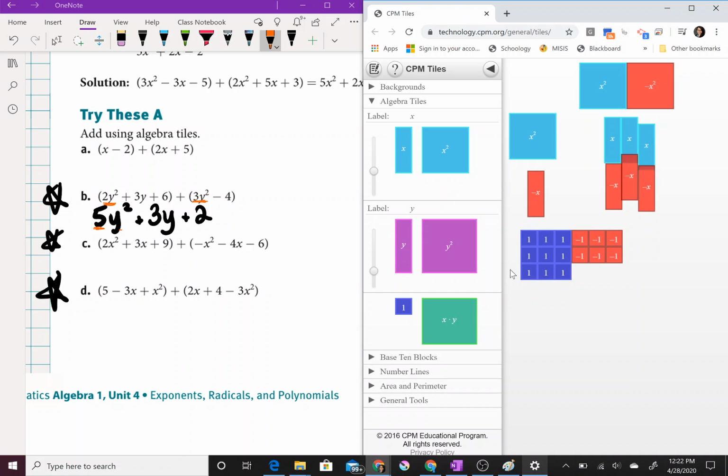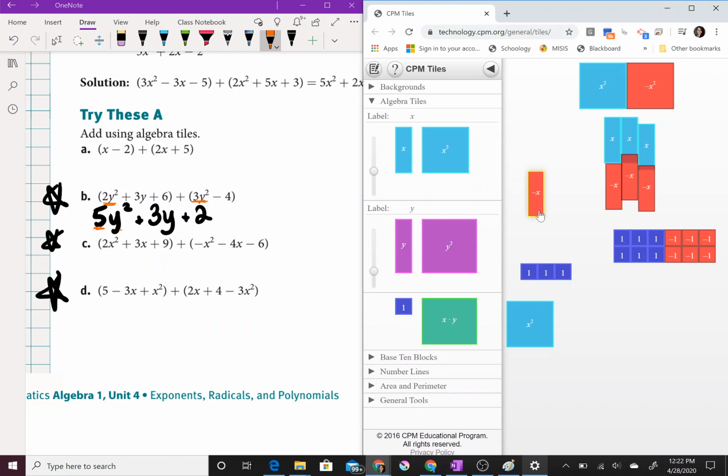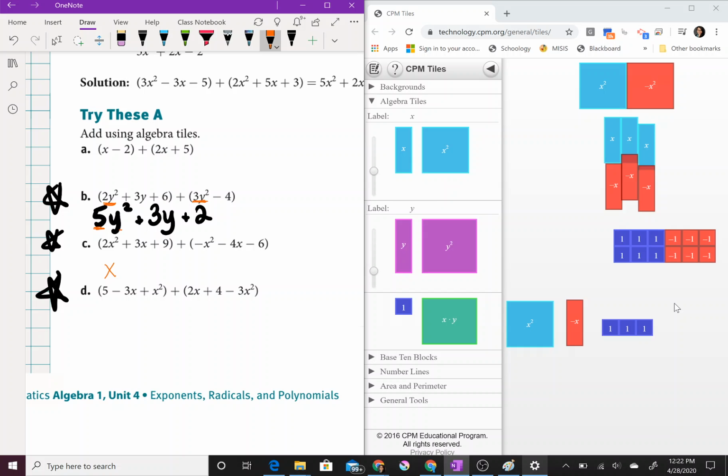And the only thing that's left is the +3 here. So those are going to be put to the side too. Okay, so all I have left is then x squared plus -x plus 3. So x squared plus, minus x plus 3 here.